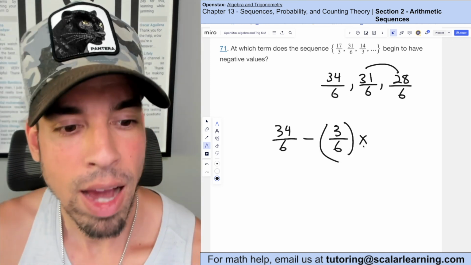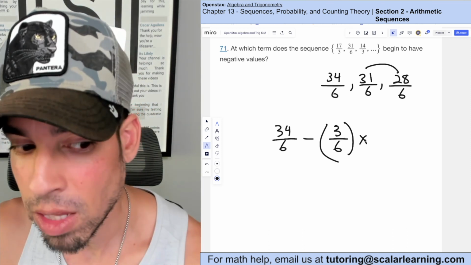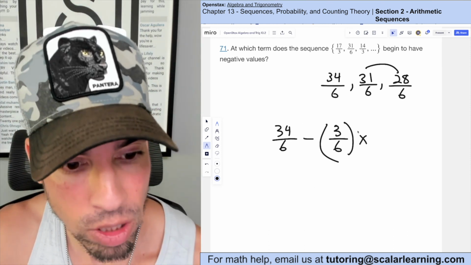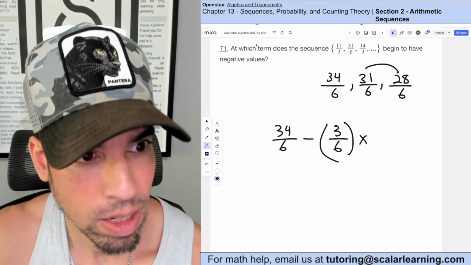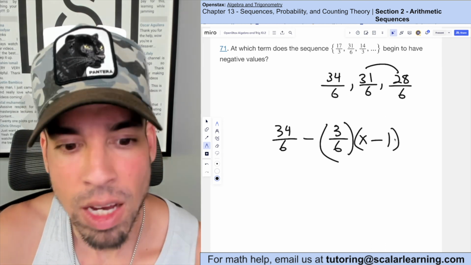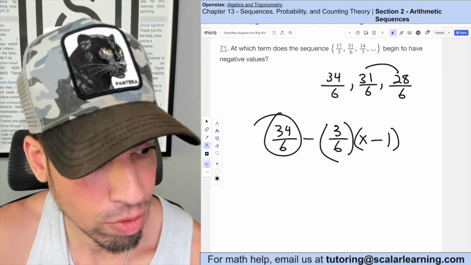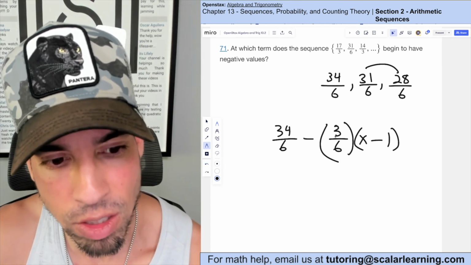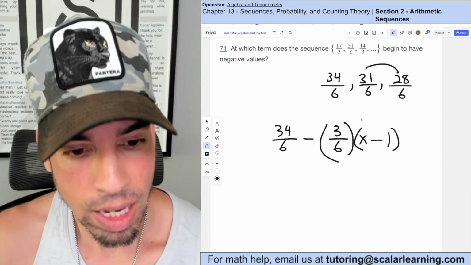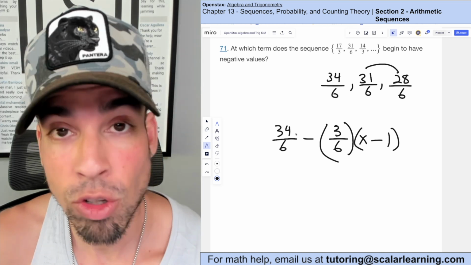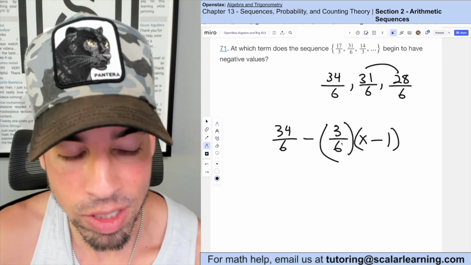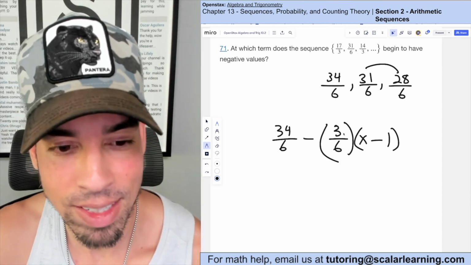And the question is how many of these, or what value of x, is going to first give me a negative value? And so that it's going to give me the right number in the sequence, I'm going to say x minus 1. So that means if I plug in 1, I'm going to get this for my first term, and so forth. So let's think this through, right? 34 minus 33, meaning if I multiply this by 11, it's still going to be positive. But if I multiply this by 12, I'm going to get 36 over 6. 34 minus 36 is negative 2.